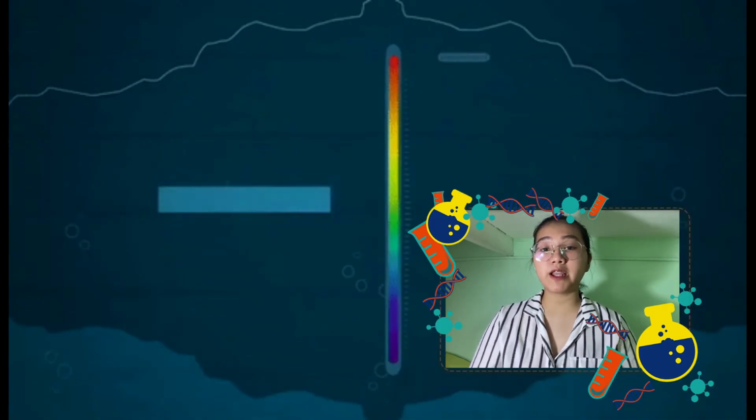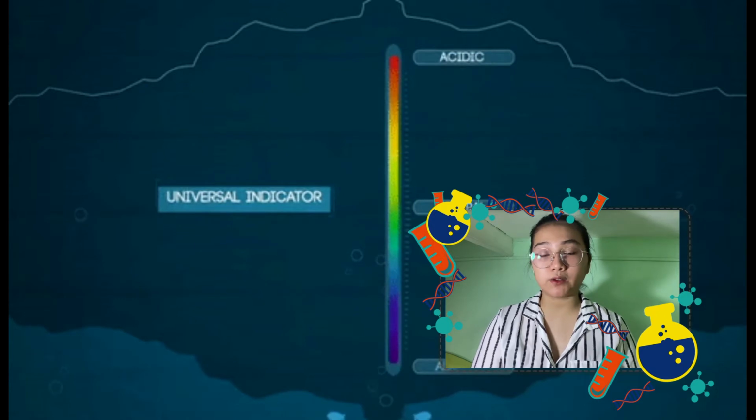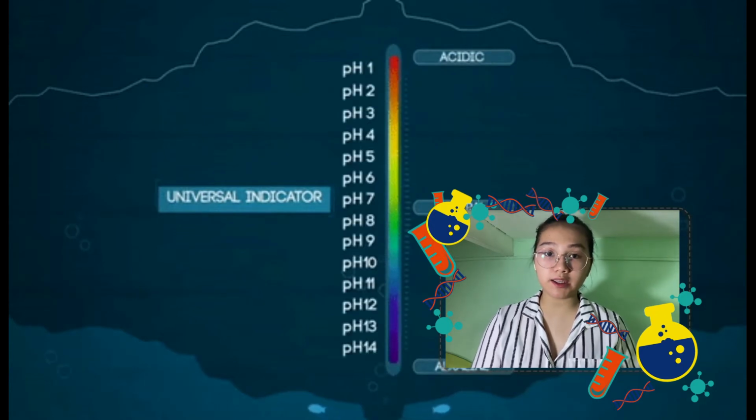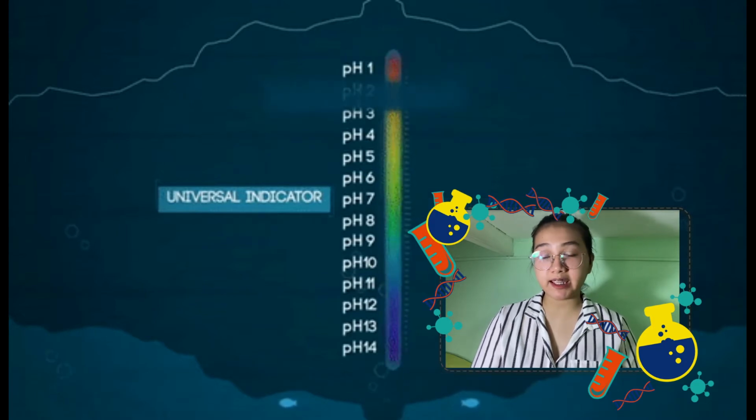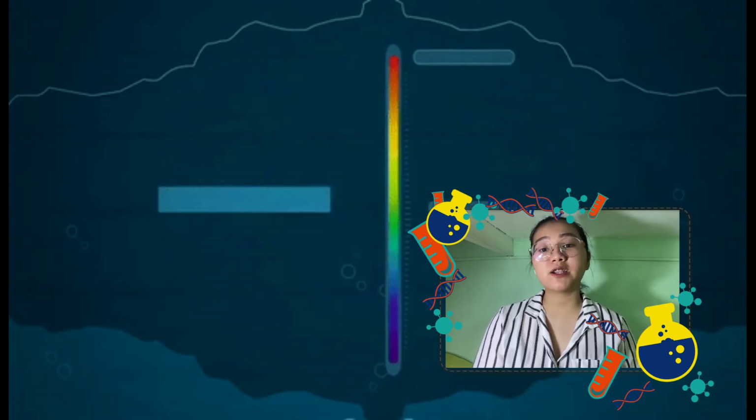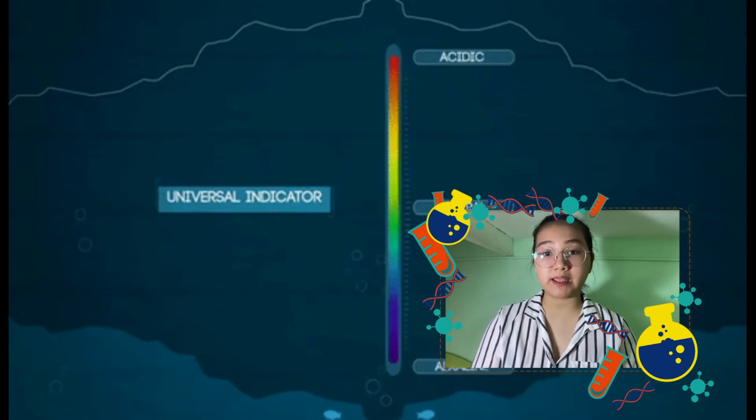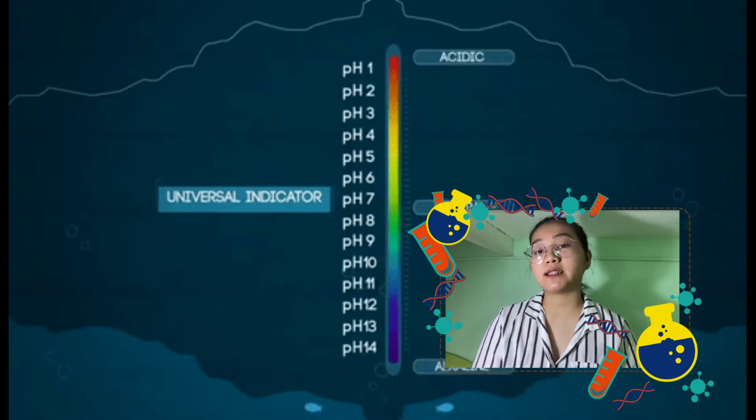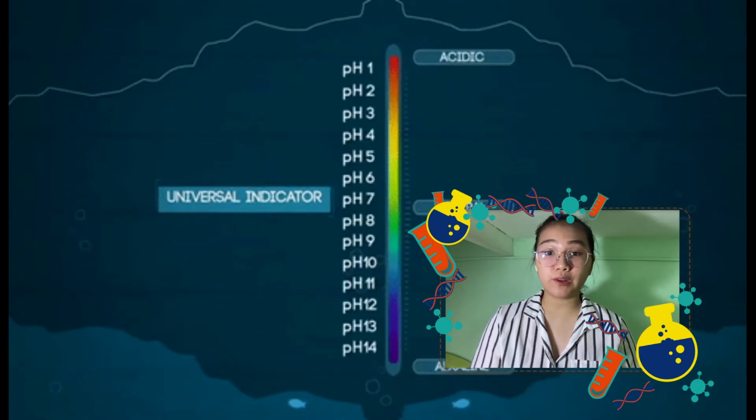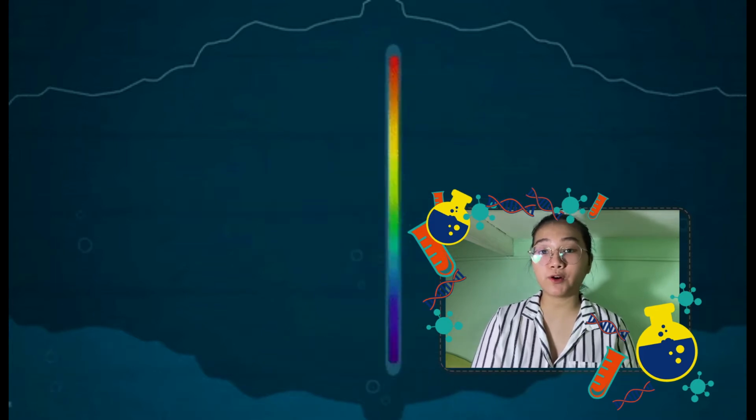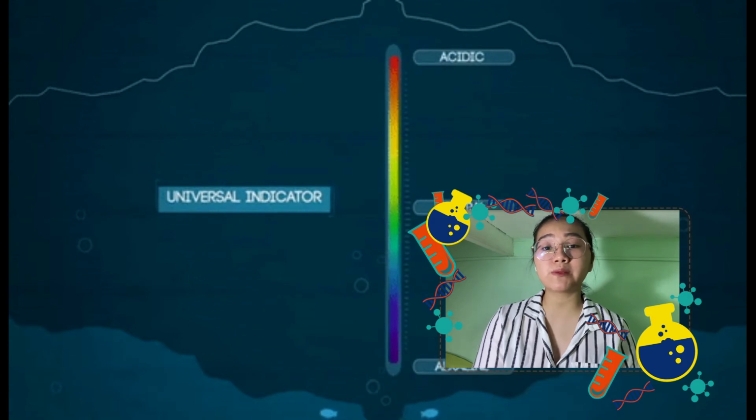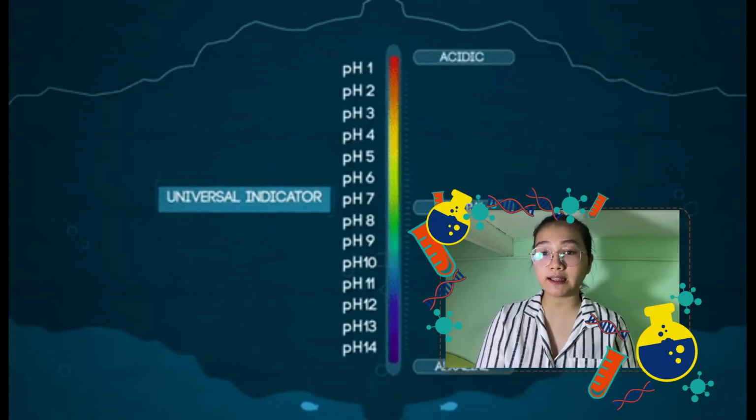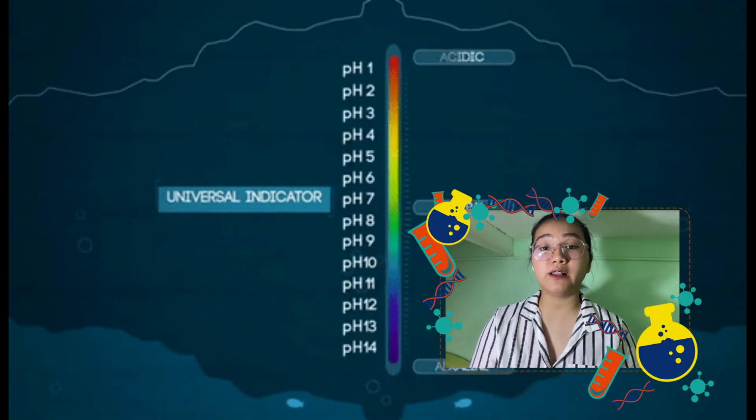In measuring pH level, we need an indicator. Now, what is an indicator? Acid-base indicators, also called pH indicators, are substances that change color depending on the pH. They are usually weak acids or bases that, when dissolved in water, easily dissociate to form ions. The function of an indicator is caused by the dissociation of hydrogen cation from the indicator itself.